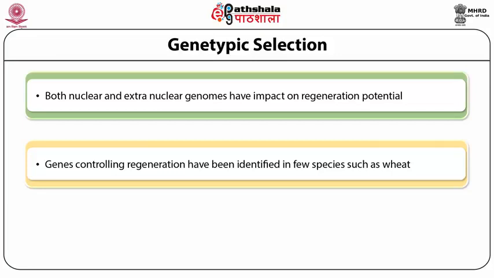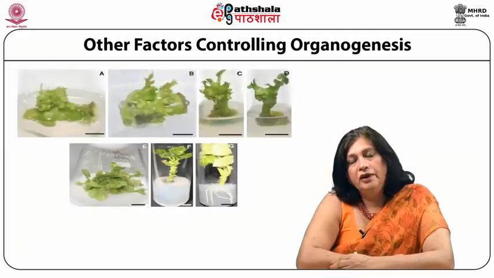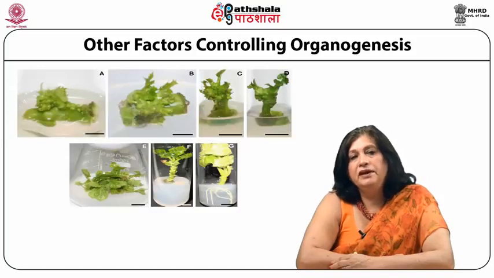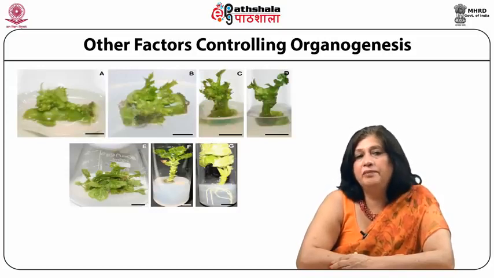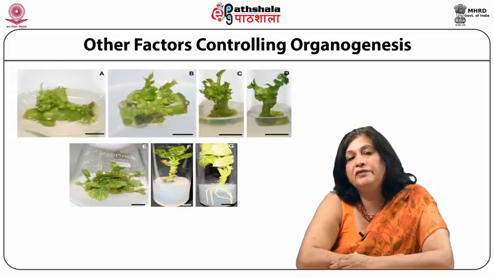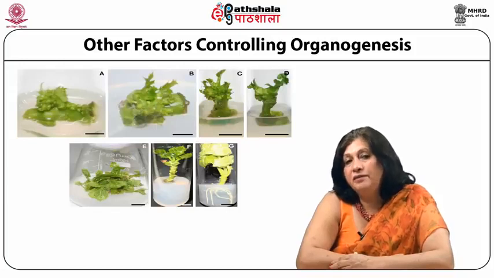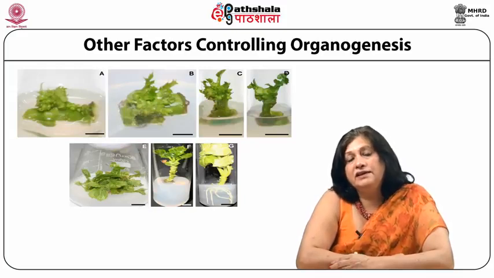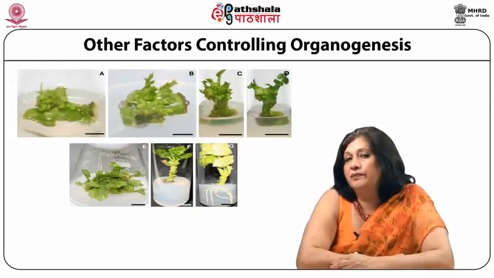You transfer the genes and thereafter use regeneration to further improve that particular species. Now, apart from the genotype, the same genotype may respond differently at different times, because there are different phases of growth: juvenile, adult, fast growing season, and so on. So when the explant is collected plays an important role.